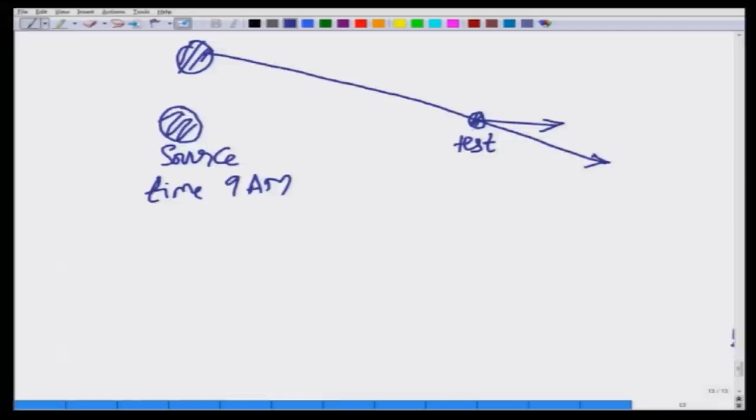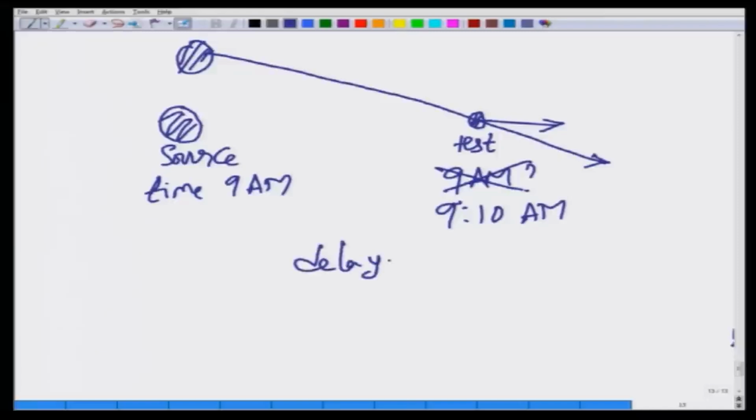Remember, when there is a force on this test charge, it means that it is getting accelerated. So, at what point of time would the test charge start to move? Would it move at 9 AM? And the answer is no. There is a certain amount of delay, let us say 9:10 AM. Of course, please do not take these numbers very seriously. The numbers are not important, but what is important is that there is a time delay between cause and action.